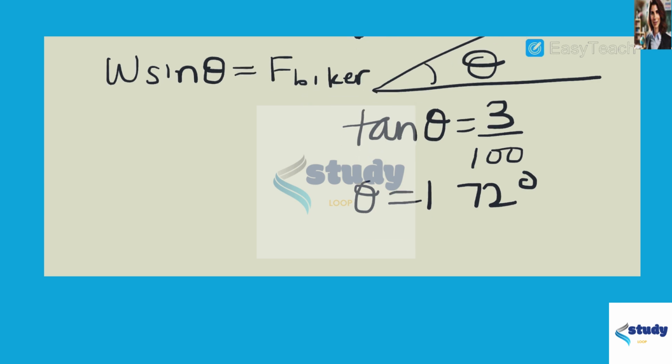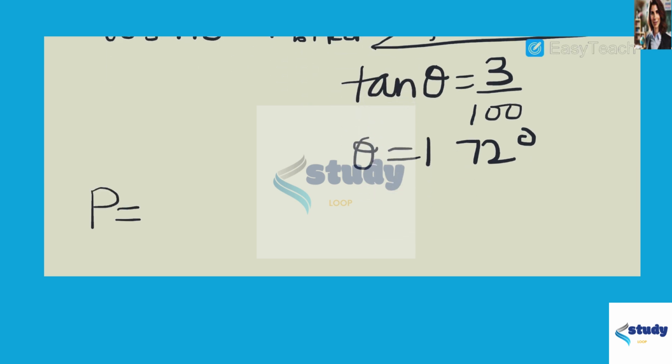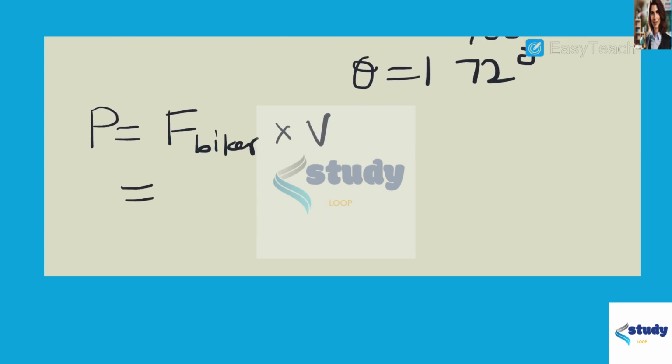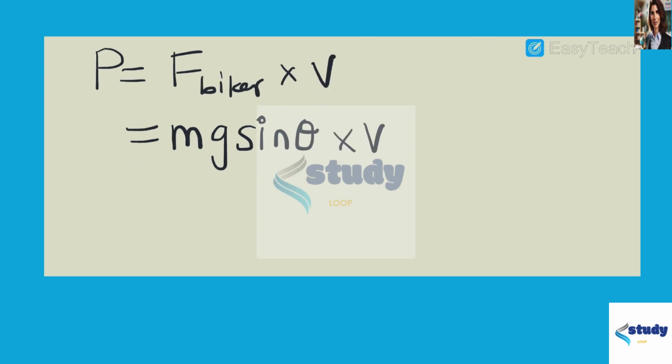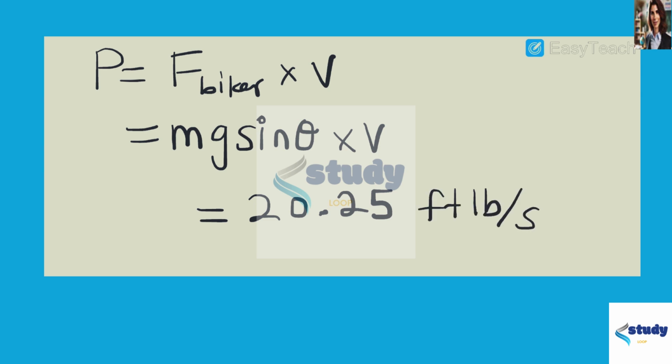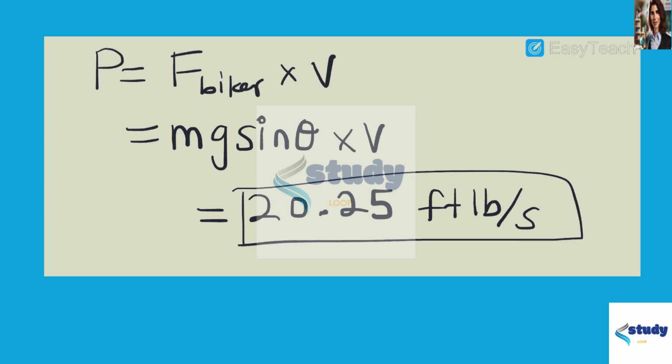Now this is simple. We know that power is equal to the force of the biker times the velocity. The force of the biker is going to be mg sine theta, and the velocity is given to us as 5 feet per second. Since we already know these variables, we can plug them in, and we get a power developed by the biker of 20.25 foot-pound per second. That is our final answer.